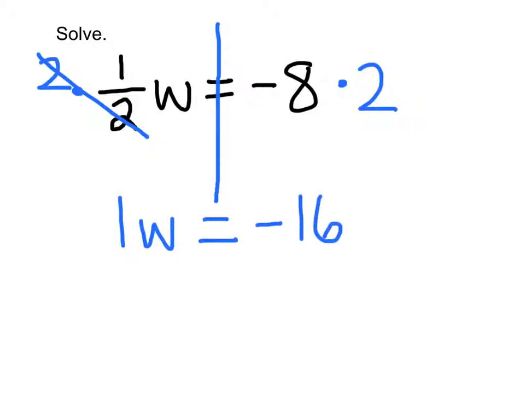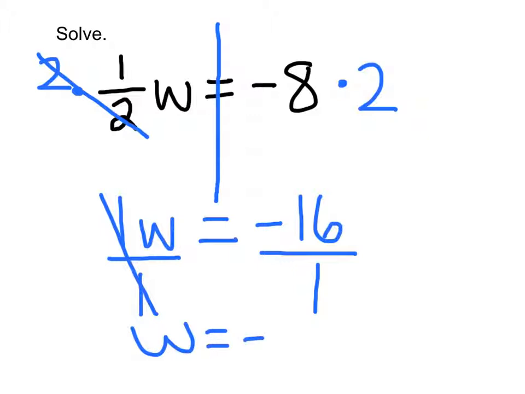Now, to get the w all alone, I'm going to divide by 1. That's gone because 1 divided by 1 is 1. Now I'm going to divide by 1, not negative 1, and I'm left with w equals negative 16.